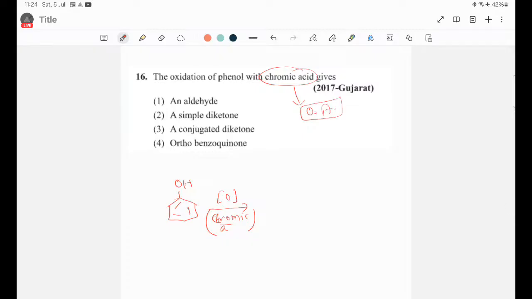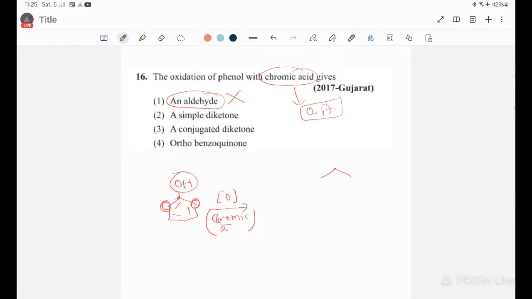Okay, someone is telling option 1, someone is telling option 3. Okay, no, it will not give aldehyde. How can it be converted into aldehyde? This carbon cannot be converted into an aldehyde, because it is already bonded to a carbon where not a single hydrogen is there. This carbon is connected with two other carbons, so it cannot be an aldehyde.